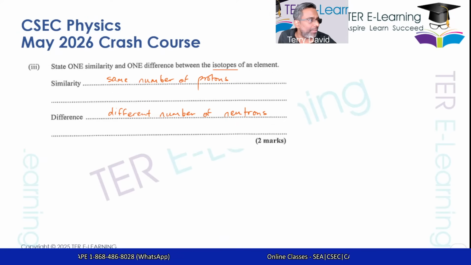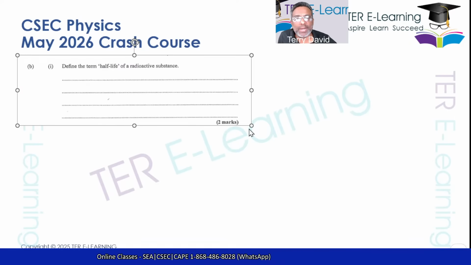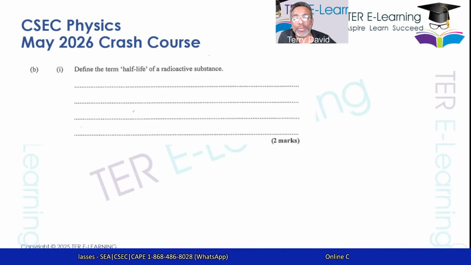We have in part B here. Right, so part B, they want to know what is half-life. I'm not going to write this again, right? Half-life is the average time taken for the activity to decrease by half its initial value. We saw this question just now.